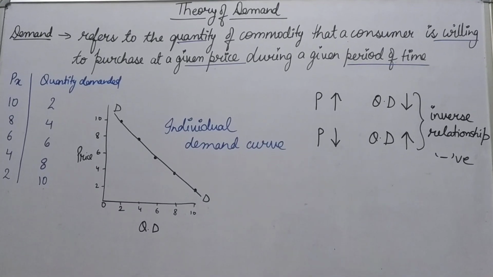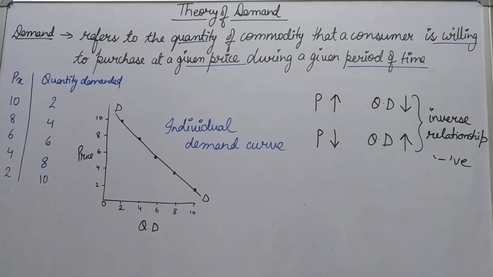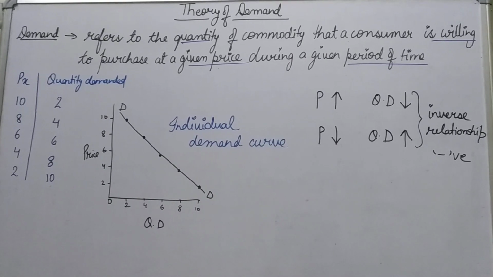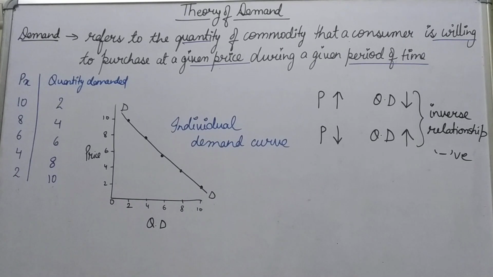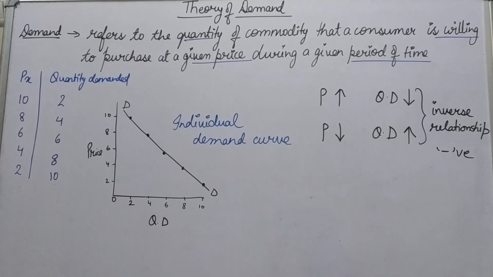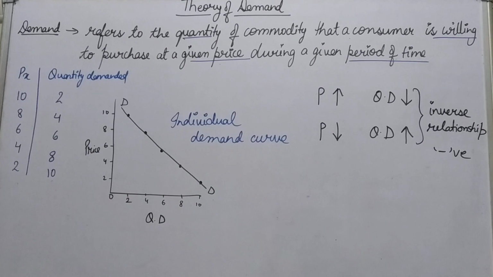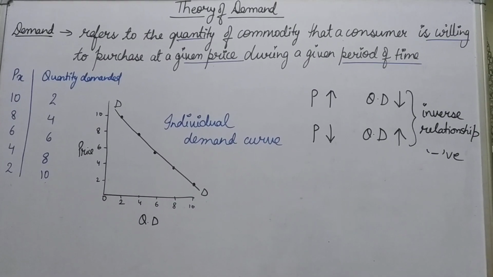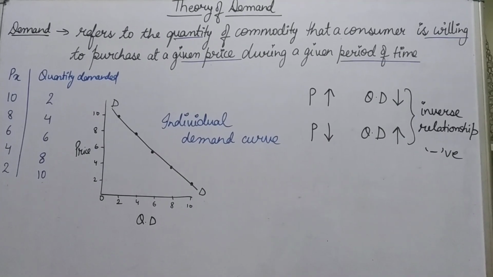It refers to the quantity of a commodity that a consumer is willing to purchase at a given price during a given period of time. That means the consumer is ready to buy the quantity of a commodity at a given price, whatever the price is available in the market, and at a particular time period. These underlined words are a must in the definition. So the quantity which the consumer is ready to buy at the given price and at the given period of time is called demand.